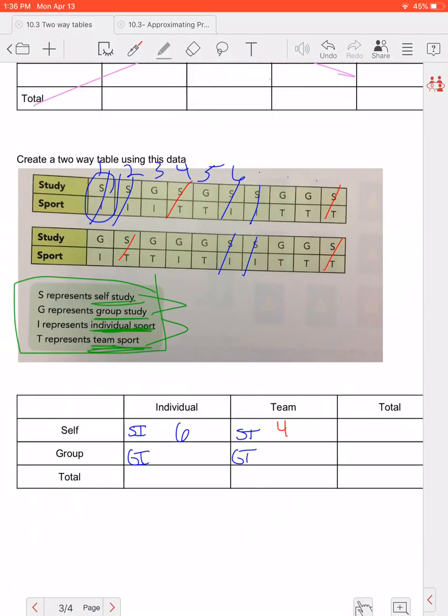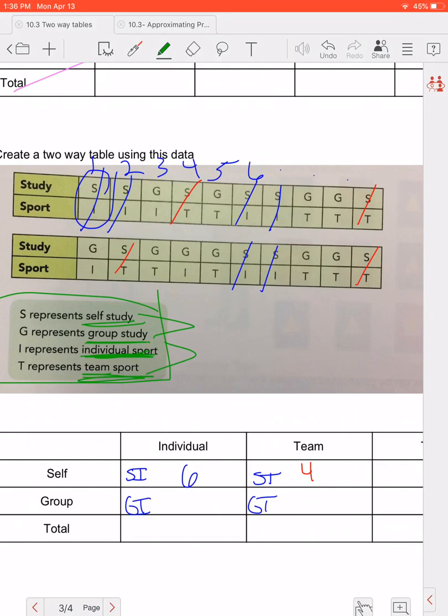GI, so that's people who like to study in a group and play an individual sport. So we have 1, 2, 3 people who study in a group and play an individual sport. And one last color here. So we have GT, so we have 1, 2, 3, 4, 5, 6, 7 of those.